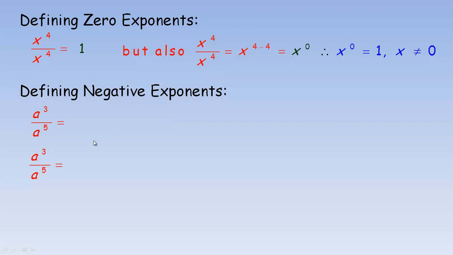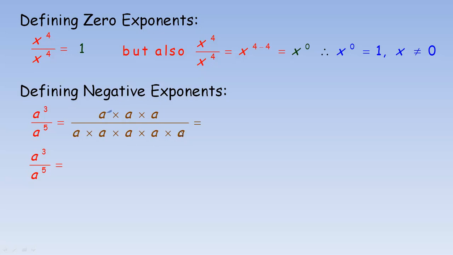Now the negative exponents, again, I'm going to evaluate this 2 different ways. A cubed over a to the 5th, 2 different ways. So a cubed means 3 a's multiplied. Now, not 3 a's added, 3 a's multiplied means a times a times a. There's 3 of them, that's why there's a 3 here. And the a to the 5th in the denominator means there's 5 of them multiplied. So a times a times a times a times a.